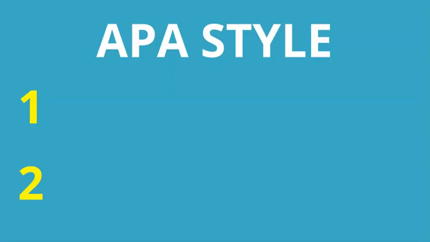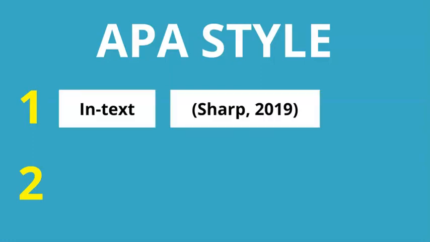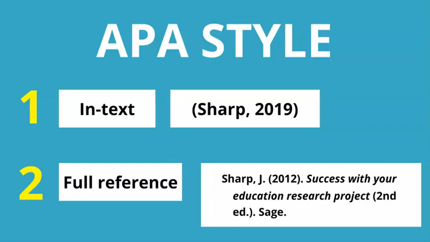APA style has two parts. The first is an in-text citation that briefly interrupts the text of your assignment to show where you're drawing on something you've read, and a corresponding full reference on the reference list at the end of your assignment. The information given in this reference will help anybody who is looking for the original source to find it easily.